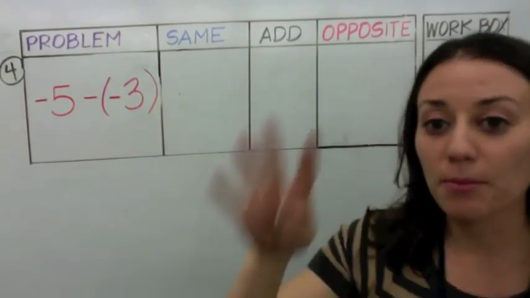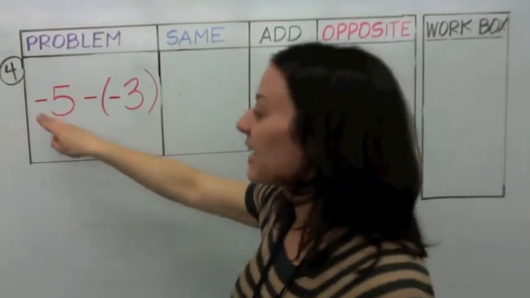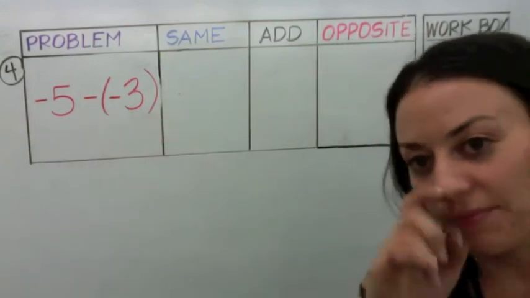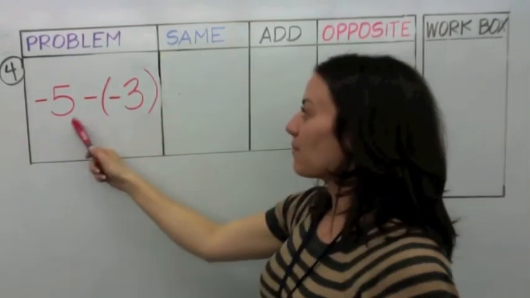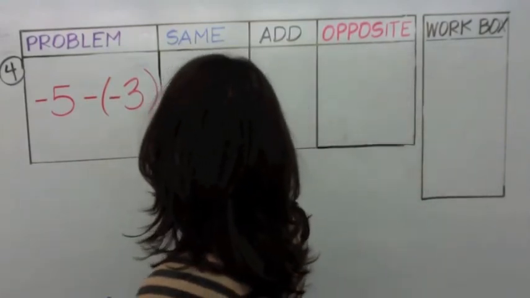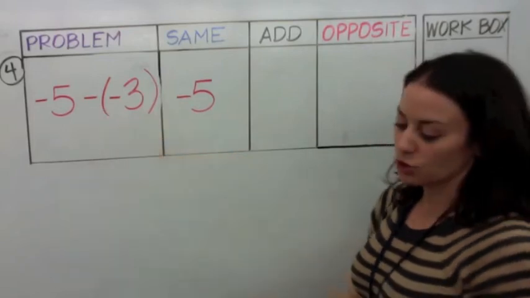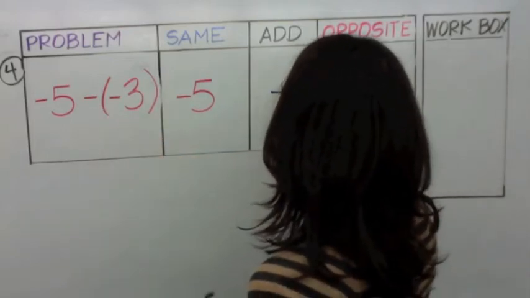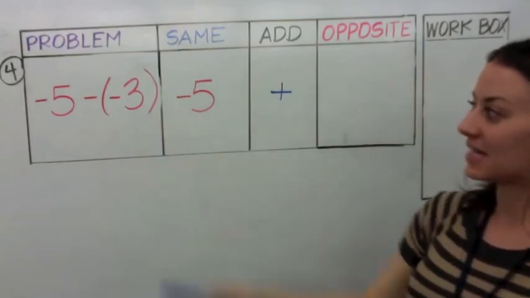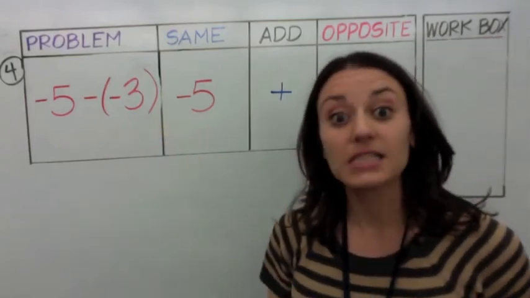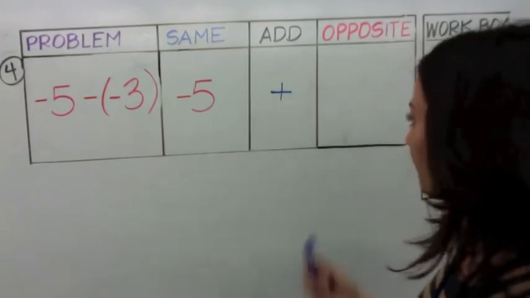Let's do problem number 4. Read it with me. It says negative 5 minus a negative 3. Okay, so what is the same as negative 5? The same as negative 5 is negative 5. We're going to change this subtraction to addition. And then what is the opposite of negative 3? Opposite of negative 3 is positive 3. Okay.